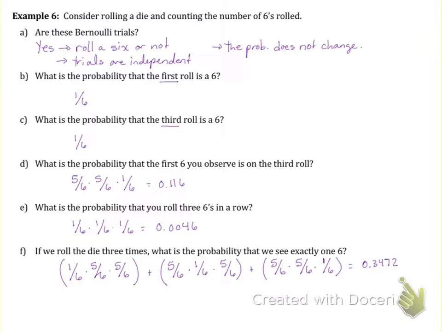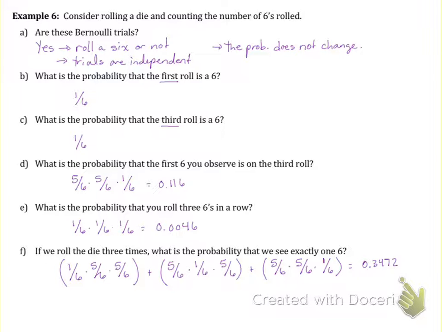But this is actually a binomial problem. And your book goes through the formulas for doing this by hand. But I want to emphasize to you that you should be using the binomial command in your calculator. There are two commands, the binomial PDF and the binomial CDF. The binomial PDF calculates the probability of seeing exactly some number of successes. So this is exactly one 6.